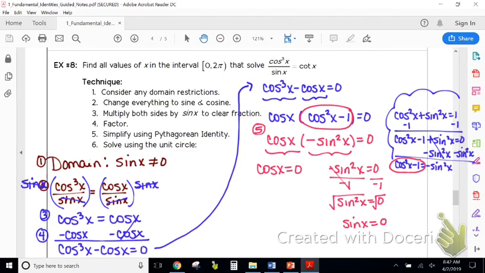Is that okay? What's wrong with this? Yeah, the domain told us that sine cannot equal 0, didn't it? So that means this one can't be our solution. So we're going to take it out. It's restricted in the domain. So whatever answers we would get from that won't actually work. All right, so we still have to deal with this cosine of x equals 0 though.